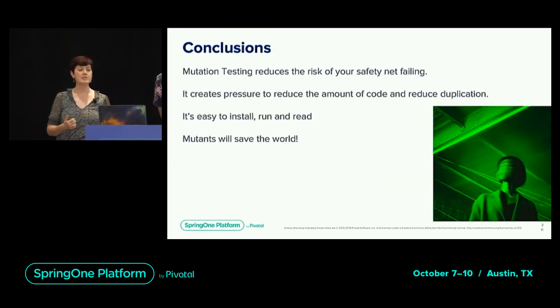So the conclusions that we've come to is mutation testing does its job. It reduces the risk of your safety net failing and you being unaware of those failures. It creates pressure to reduce the amount of code that you have and to reduce duplication. It makes the refactoring to make things more clear, that much more attractive because now you'll have fewer surviving mutants. It's easy to install, run, and to read the reports. The reports are super clear. And probably mutants will save the world.